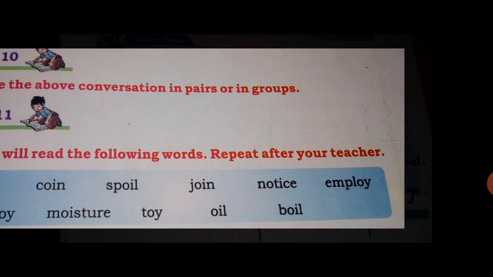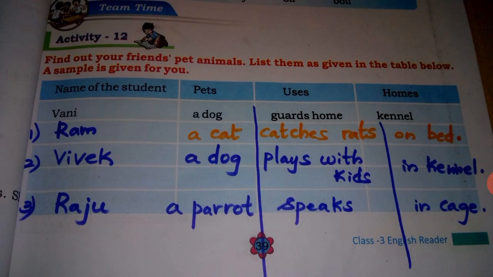Team time. Activity 12. Find out your friends' pet animals, list them as given in the table below. A sample is given for you. Most of you may be having a pet animal at your home. If you don't have a pet animal, then okay. So here they have given a project work. They have given a table. In that table, you have to write the name of the student, means your friends' names. And if they have any pet, you have to write the pet and what is the purpose of that pet, and where these pets stay.